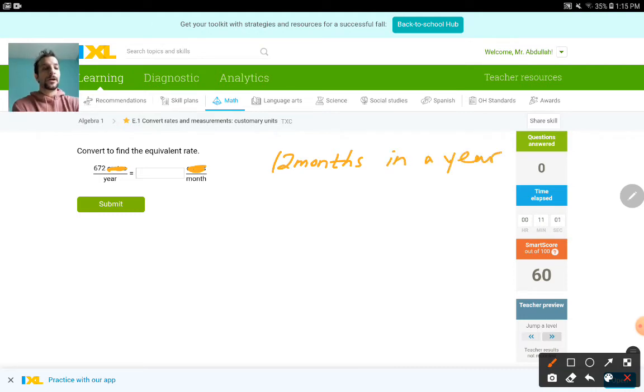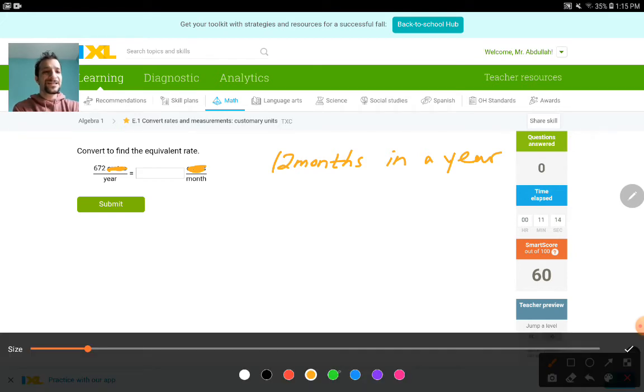Right? So in the first question, I told you, since we are dealing with ratios, we are either going to divide or multiply. So that's what we need to figure out. Are we going to divide or multiply? Since we are trying to make our way from year to month, you need to figure out, are we dealing with a shorter time interval, or is it something longer? From year to month, the time is going to get shorter. So instead of having 672 of something, we'll have less.